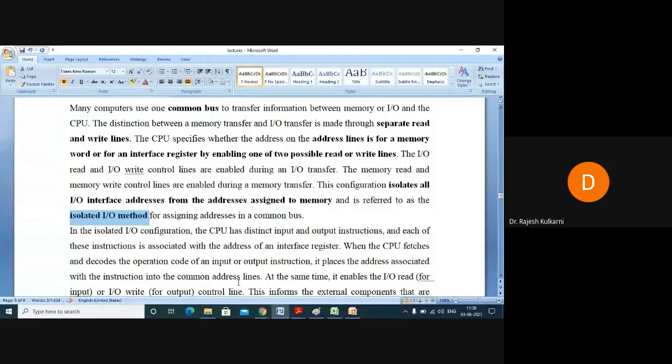I'll repeat once again, and I'll confirm from one or two students who are focusing. I'll not force anybody to tell, but if somebody is interested in answering, it is well and good. What we are trying to understand here is the meaning of the isolated input output method. Isolation happens. Isolated means what?